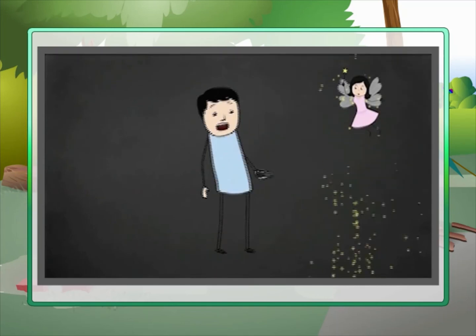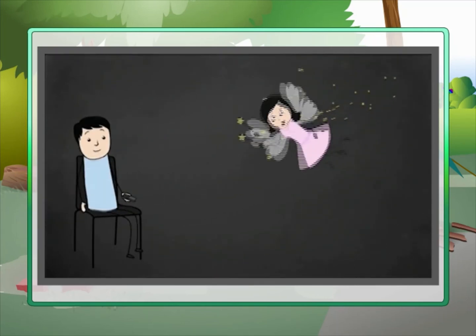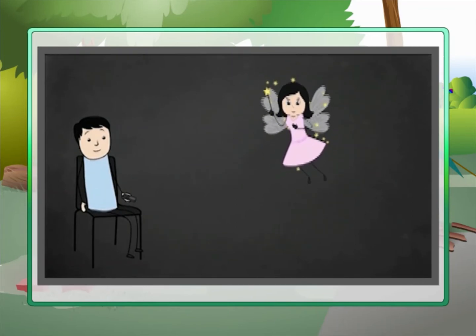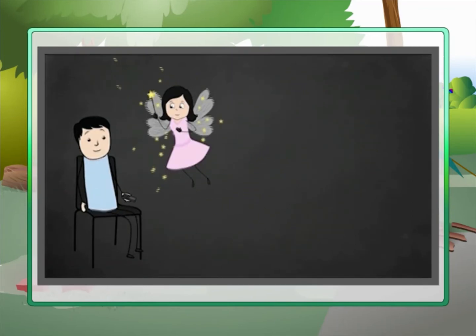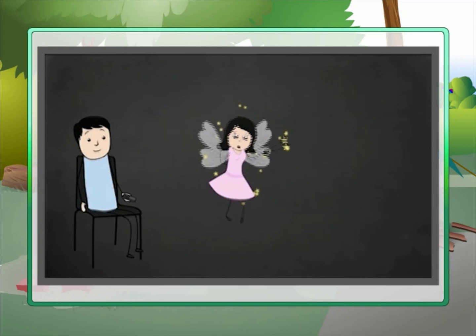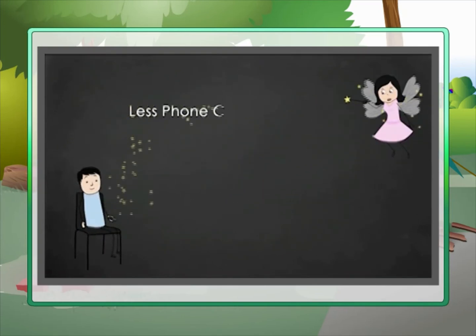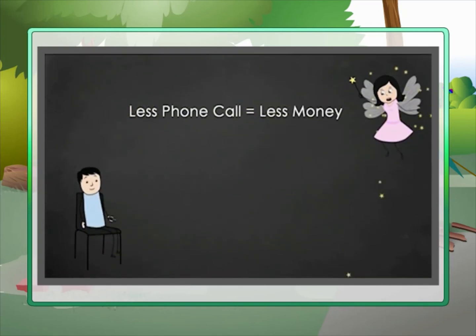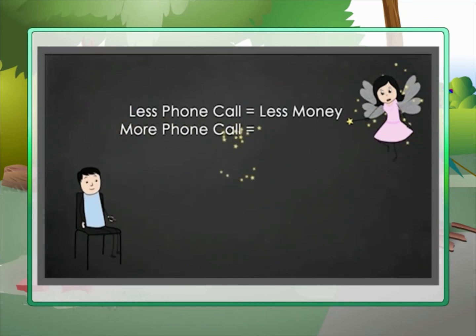Sit down for a moment, Sanjay, and look at this. In our everyday life, the more we use the facility, the more we pay for it. So, if someone makes fewer phone calls, then they spend less money. And if someone speaks the whole day over a phone, then the mobile balance decreases quickly.